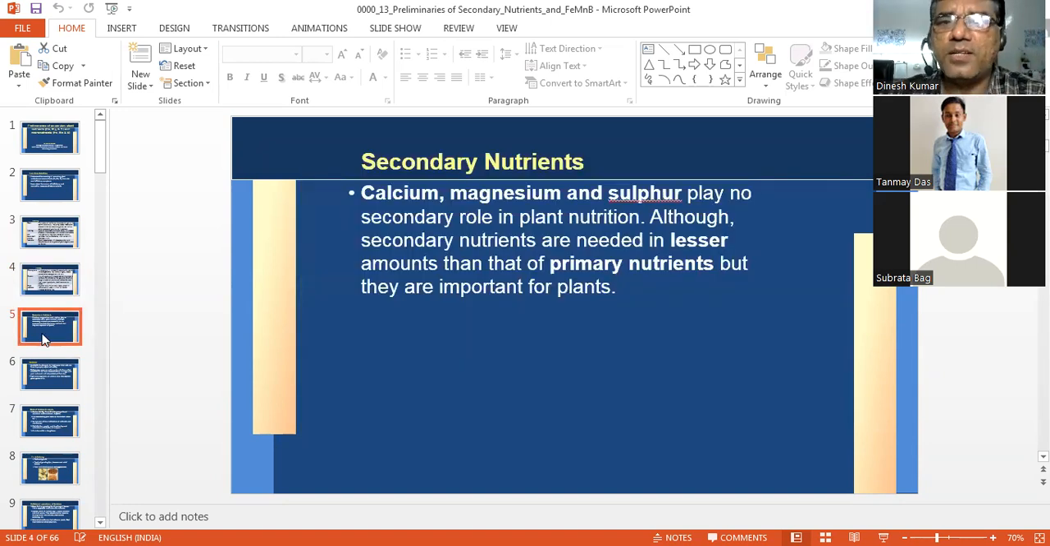Now, secondary nutrients are, of course, calcium, magnesium, and sulfur, and they play no secondary role in plant nutrition. They are as important as any other major nutrient, like NPK, but they are comparatively required in less amount as compared to nitrogen, phosphorus, and potassium. But sulfur and potassium removal is almost the same in plants.